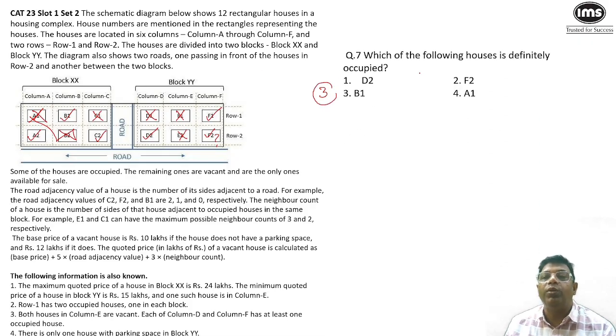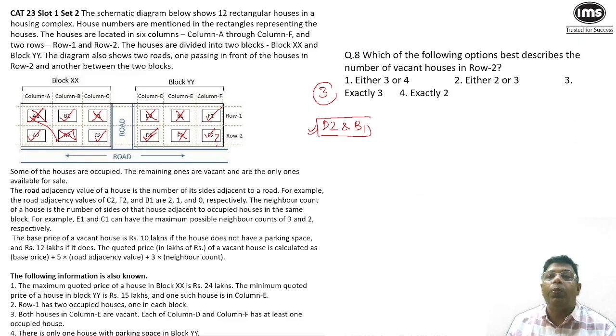Which of the following houses is definitely occupied? So D2 is definitely occupied, F2 we can't say, B1 is also definitely occupied, A1 is not. So I think this question was cancelled by CAT because there were two options that are correct, D2 is definitely occupied, as well as B1. So because of that, this question was cancelled, or maybe you can modify the option and take the answer to be D2 and B1.